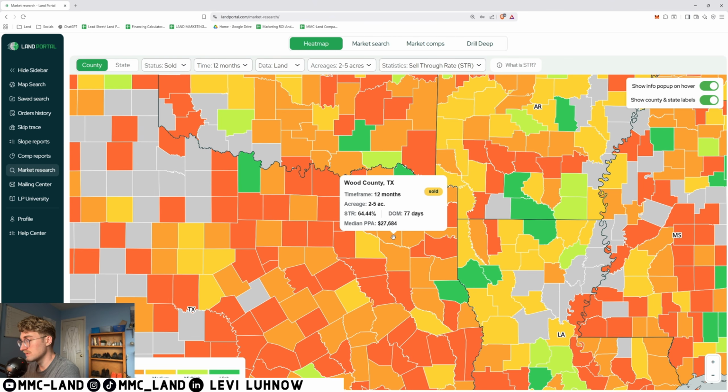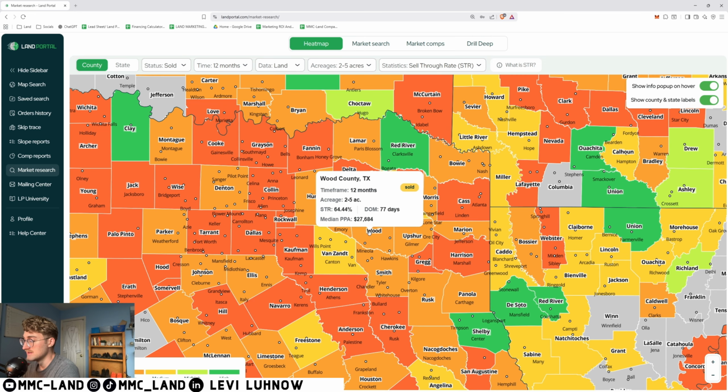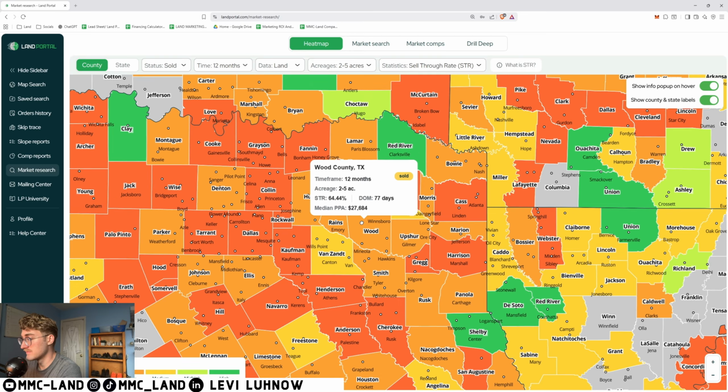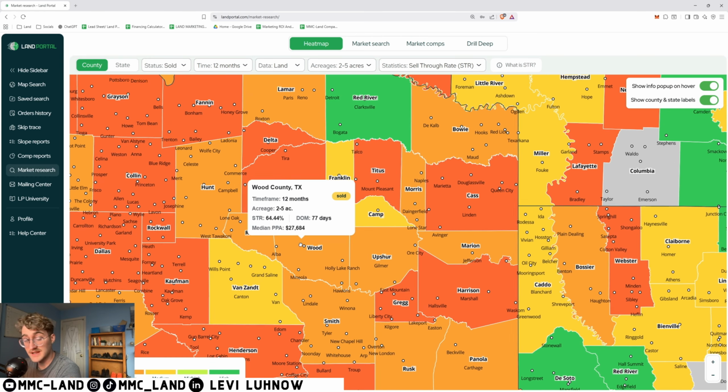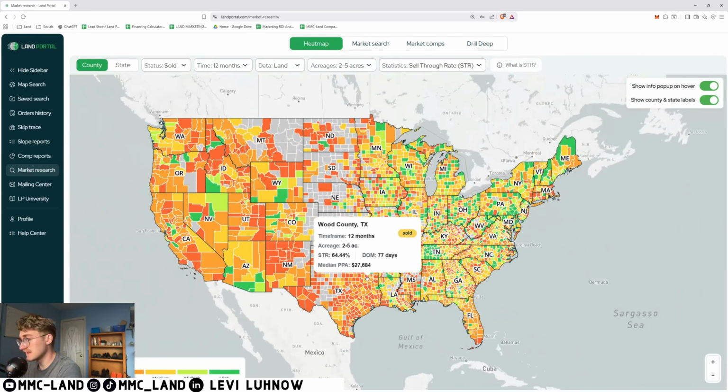All right, guys. So if we went into Wood County, for example, this isn't super, super red. It's 64%, which is not that great though for sell-through rate. If you guys just go on Redfin and look at the 2 to 5 acres, if you look at the properties that have actually sold recently, you'll see that most of them sell relatively quickly. And you'll start to notice a little bit of a trend where everything that is for sale might just be for sale because it's priced poorly. So that's the main thing that I want you guys to take away from this video.